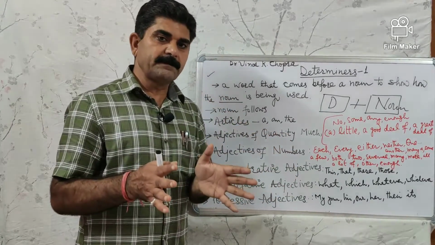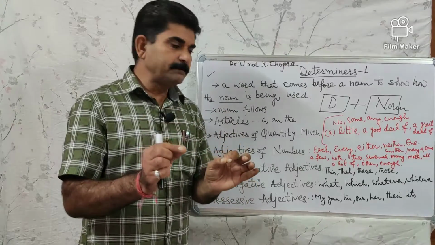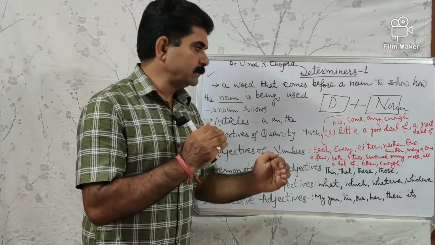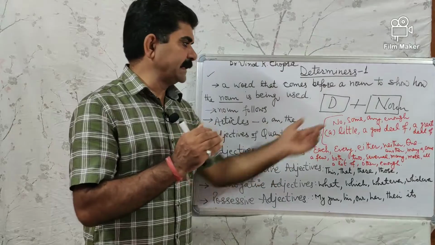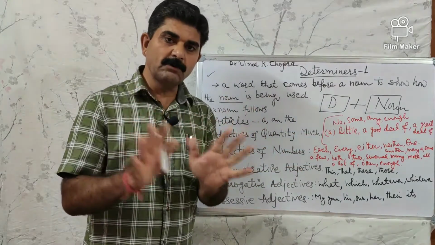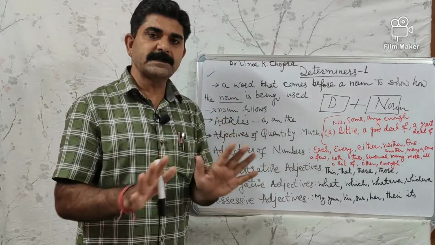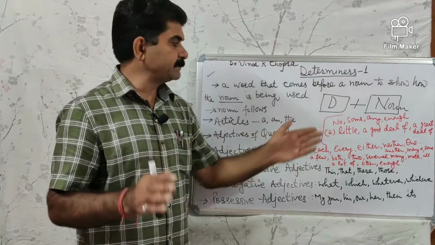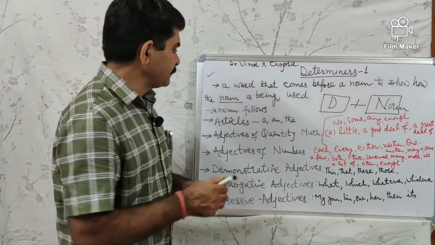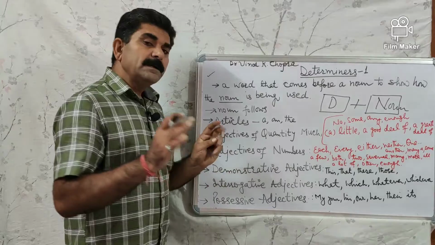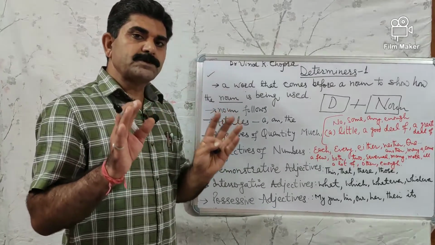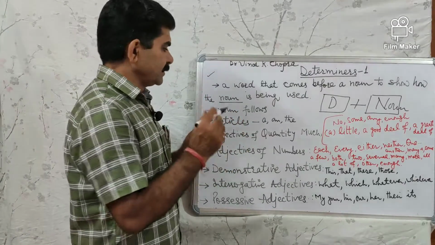Whenever you are using a determiner, one thing is very simple: the word that follows that determiner is a noun, nothing else. No adjective, no pronoun, nothing else but a noun only. So these determiners are mostly adjectives.